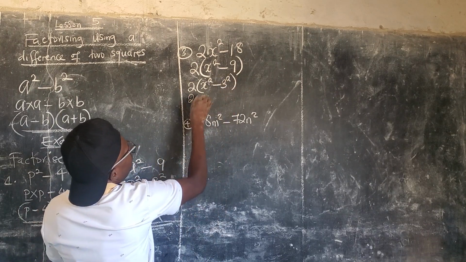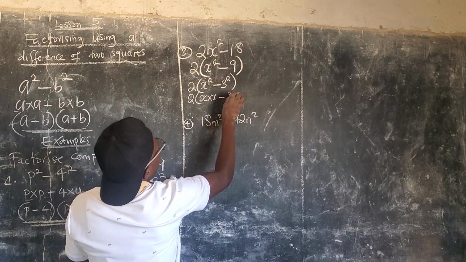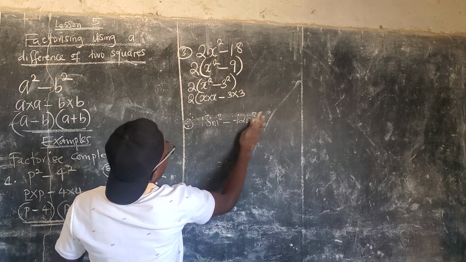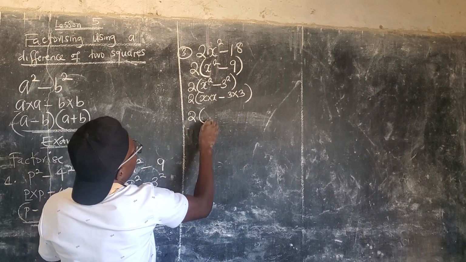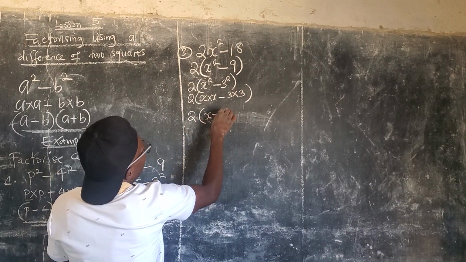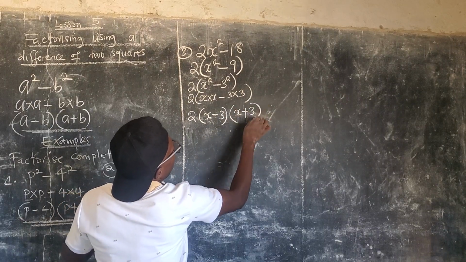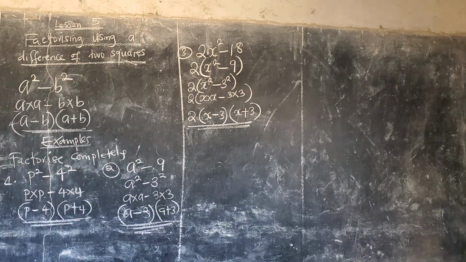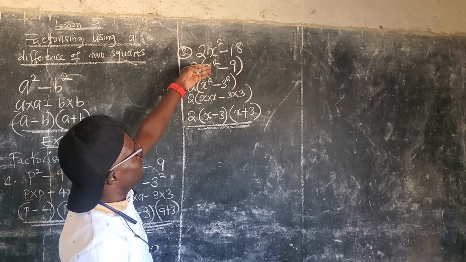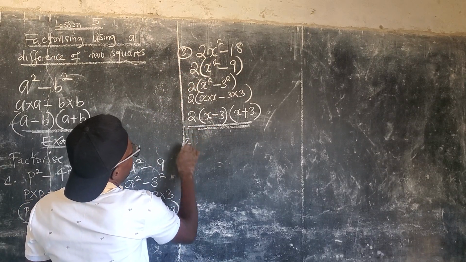Then that means it will be 2, then open bracket, x times x minus 3 times 3. Then after that, we're going to have 2 open bracket x minus 3 and also x plus 3. This is our answer. That is how you factorize such a question. But if you want, you can still ignore this part here. You can just come direct to the answer. There is no problem.